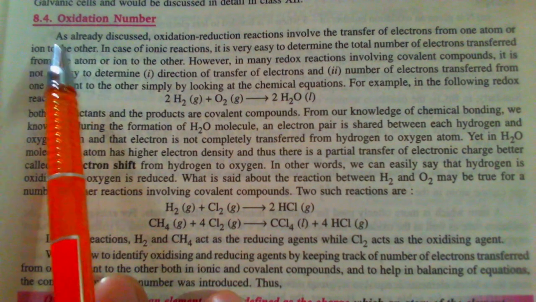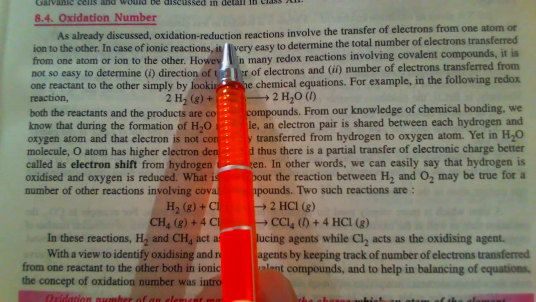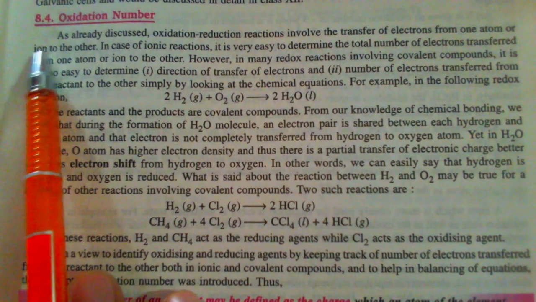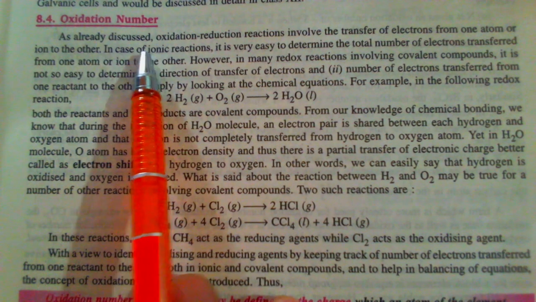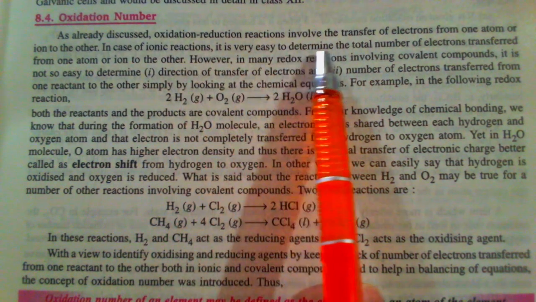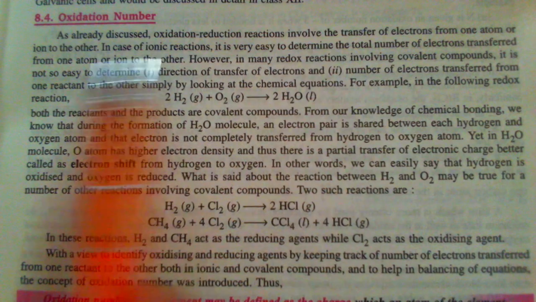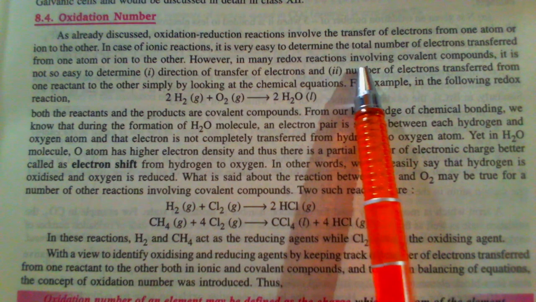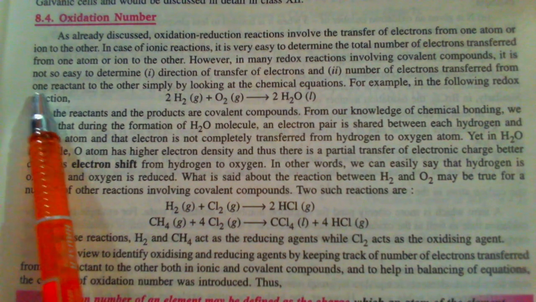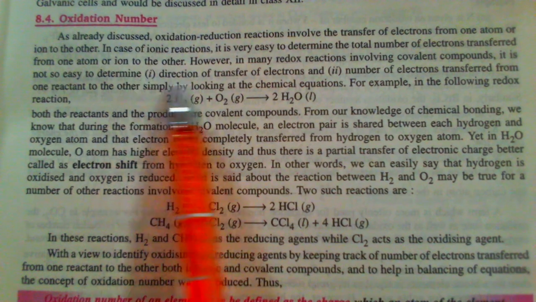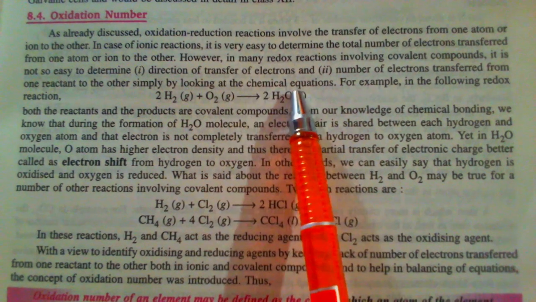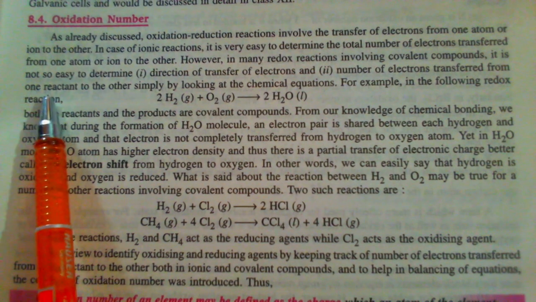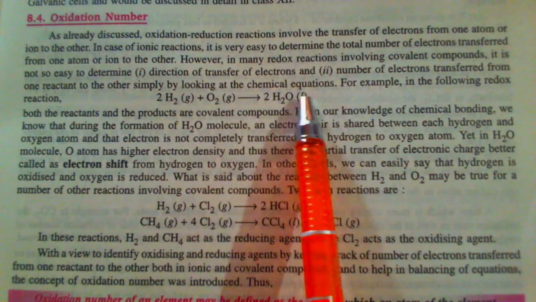Oxidation number. As already discussed, oxidation reduction reactions involve the transfer of electrons from one atom or ion to the other. In the case of ionic reactions, it is very easy to determine the total number of electrons transferred from one atom or ion to the other. However, in many redox reactions involving covalent compounds, it is not so easy to determine the direction of transfer of electrons and the number of electrons transferred from one reactant to the other simply by looking at the chemical equations.